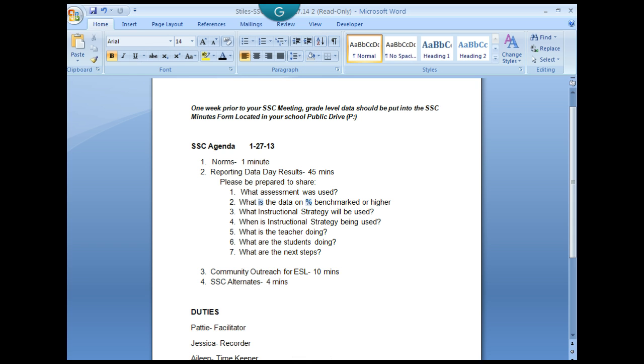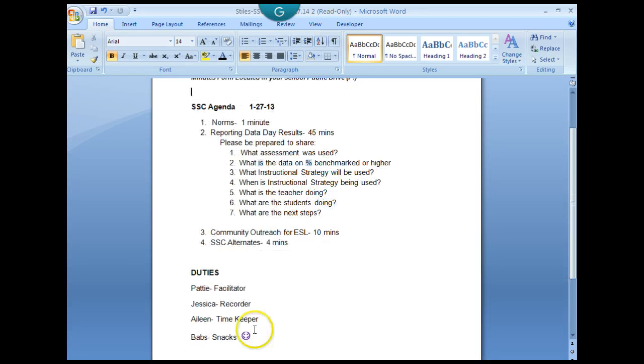The agenda should also have the roles at the meeting: the facilitator, the recorder, and the timekeeper. Snacks are also important. So in order to have a successful SSC meeting, remember we need to have our data already inputted before the meeting and printed out, and our agenda should also indicate what is going to be discussed.